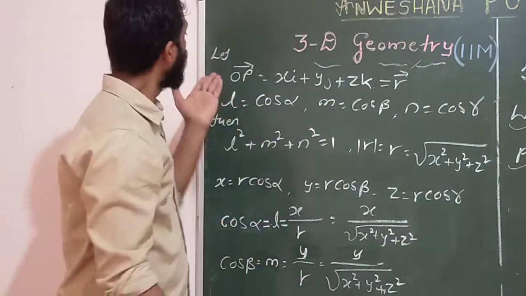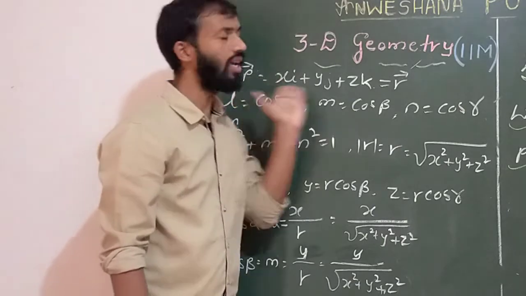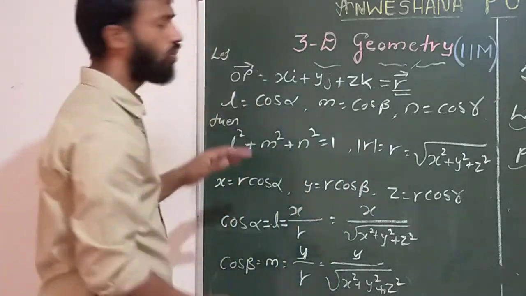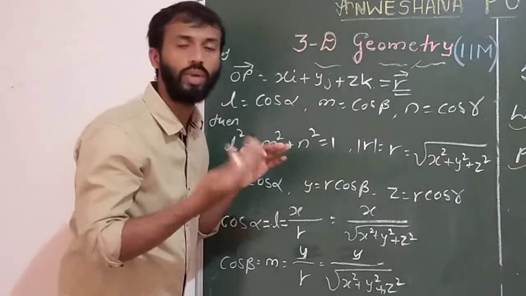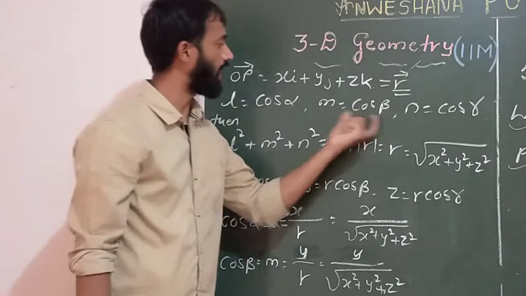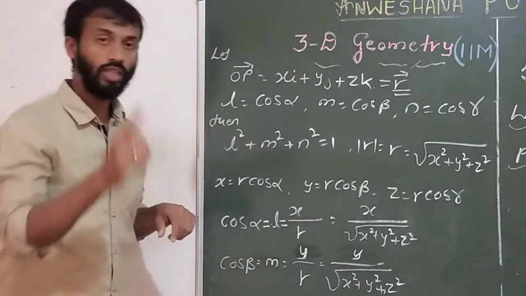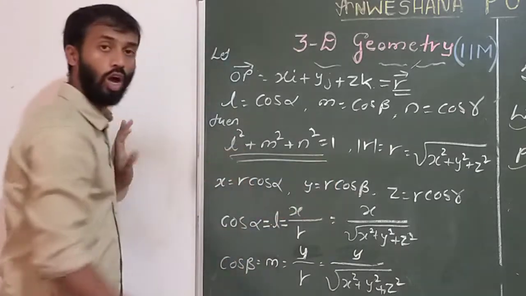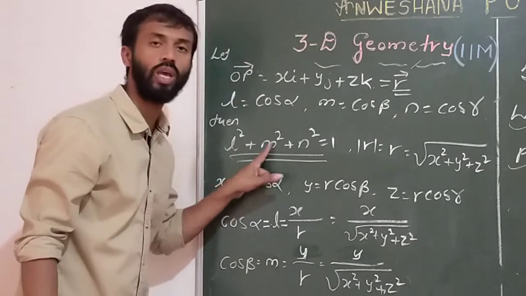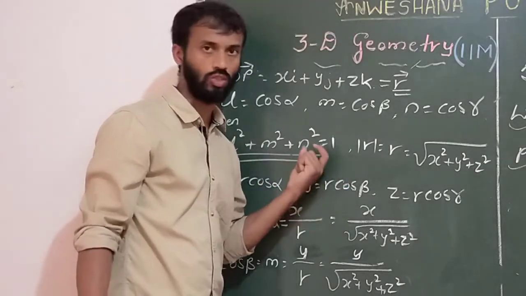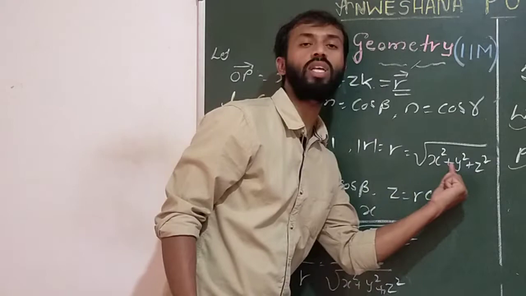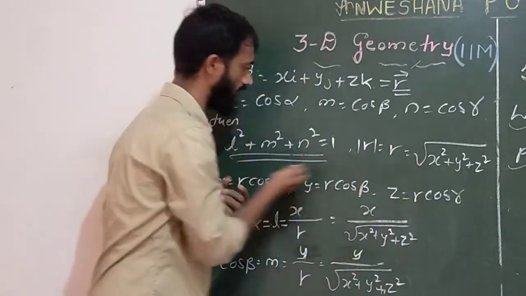Anyway, let me write once again. The vector OP is xi plus yj plus zk. Let me take it as a vector shortly. Now you have already represented cos alpha, cos beta and cos gamma by l, m and n. I am taking cos alpha as l, cos beta as m and cos gamma as n. And a very important property, how it comes we have also discussed in the previous class and previous chapter, is that l square plus m square plus n square is equal to 1, and the magnitude of r, I mean the magnitude of this vector OP, is equal to root of x square plus y square plus z square. These are the things which we discussed in the previous chapter.